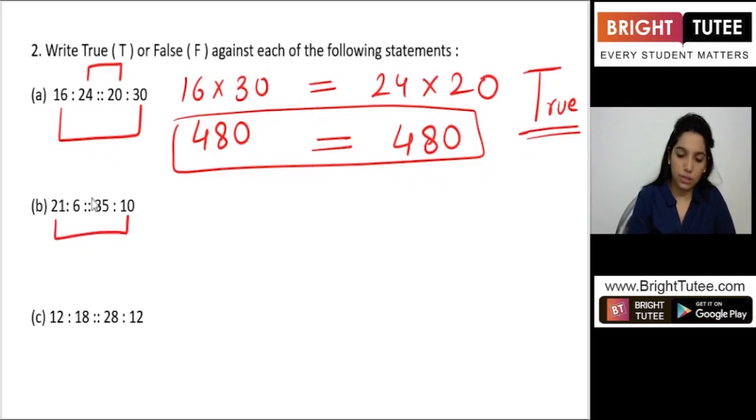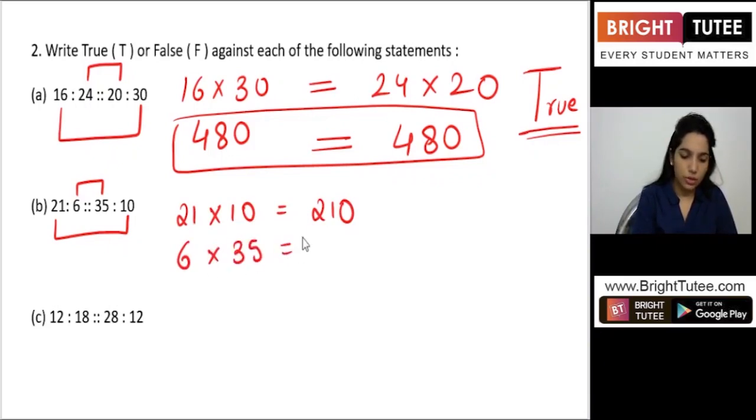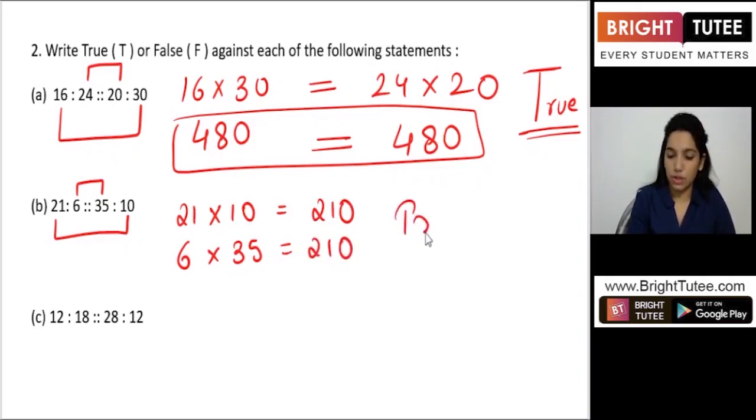Let us do the same for the next one. Let us find the product of extremes and the product of means. So the extremes are 21 and 10. That gives 210. And the means are 6 and 35. So when we multiply 35 and 6, the answer is 210 again. So the statement is true. The given ratios are in proportion.